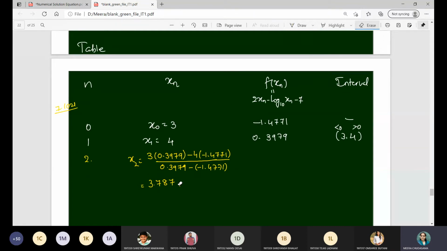This point, when you evaluate, you can see that I have just evaluated it. It is 3.77866 and so on. So this is nothing but 3.7878. Be careful while rounding off the numbers.